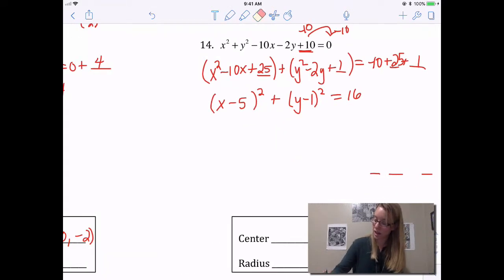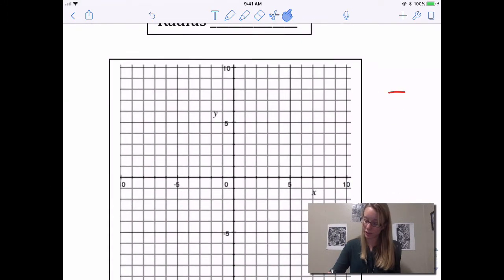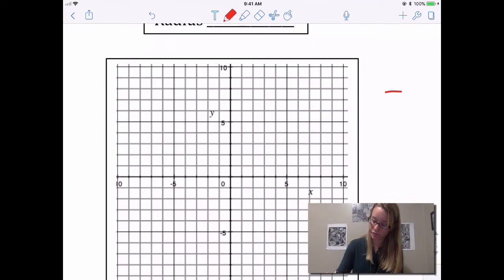Right? So again, now this is the part that we should be familiar with. Our center is 5, 1, because we take the opposites of those numbers. And then our radius is just 4, because the square root of 16 is 4. Go ahead and graph it, 5, 1. And then in all directions, I go 4. And I think I'm off one right here.